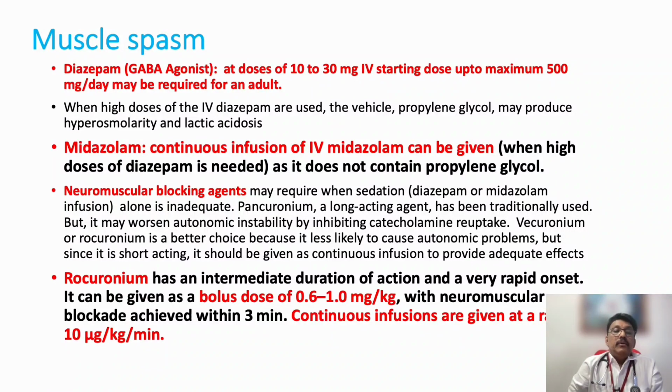Neuromuscular agents also can be tried. Rocuronium also can be tried. Rocuronium dose is 0.6 to 1 milligram per kg for neuromuscular blockade, or continuous infusion also can be tried. So tetanus spasm should be controlled with diazepam or midazolam infusion, or neuromuscular blocking agents should be given. Otherwise, we will not be able to control the spasm. And since the recovery is prolonged, most of these patients may require mechanical ventilation and tracheostomy. All these things should be tried very early. So it is very important to recognize tetanus initially itself and ventilate the patient as soon as possible. Many patients may require tracheostomy because the recovery period is very prolonged in tetanus.